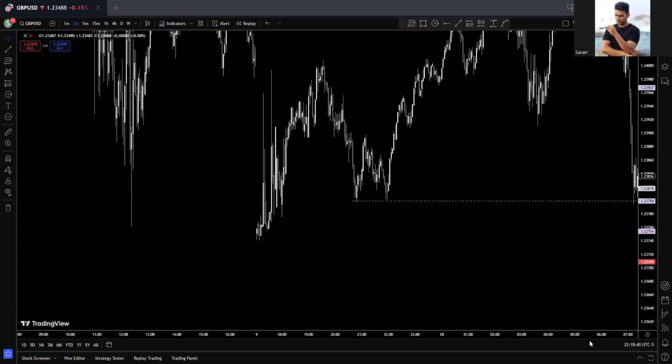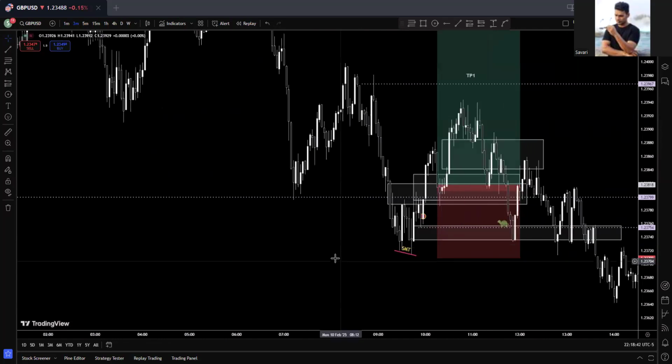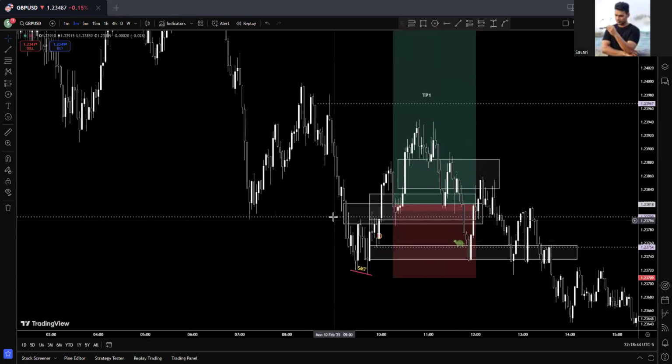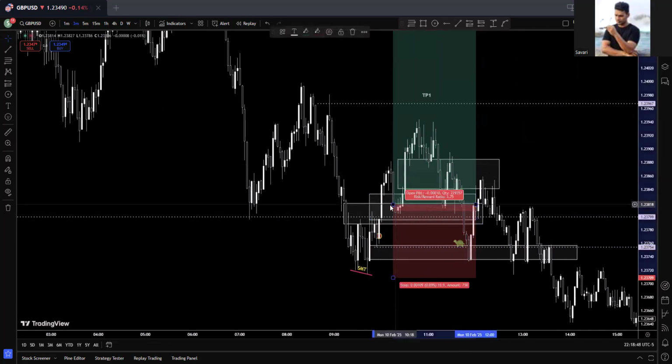If I go to 3 minutes, it's going to be clear to you. As soon as the price approaches this fair value gap, I entered one position. As soon as this area gets swept, I entered some positions. So I add.